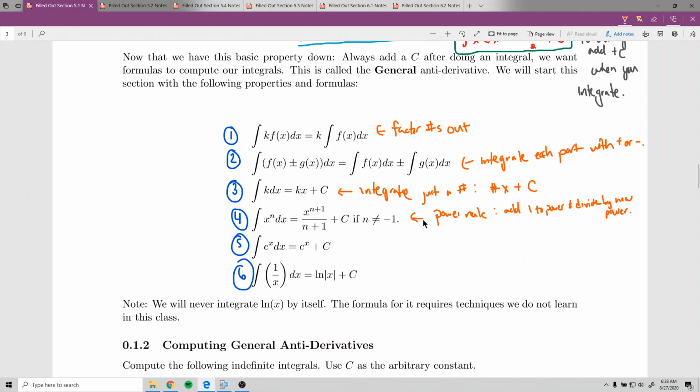Right, so the biggest mistake here is not necessarily forgetting to add 1 to the power, it's not dividing by the new power. It's usually what I see. So you have to make sure you change the power first. This little thing here that says if n is not equal to -1, this will be covered in Rule 6.